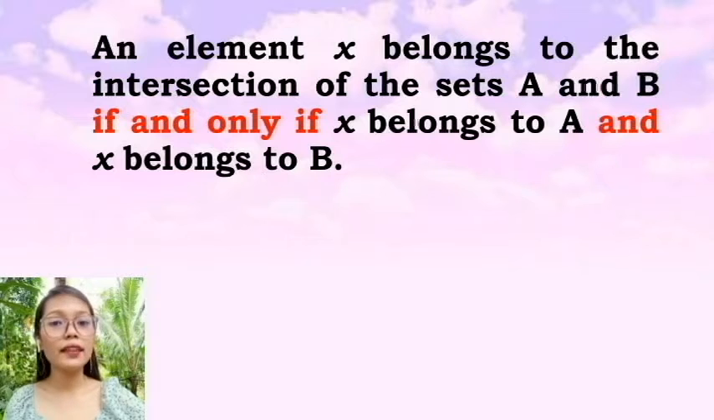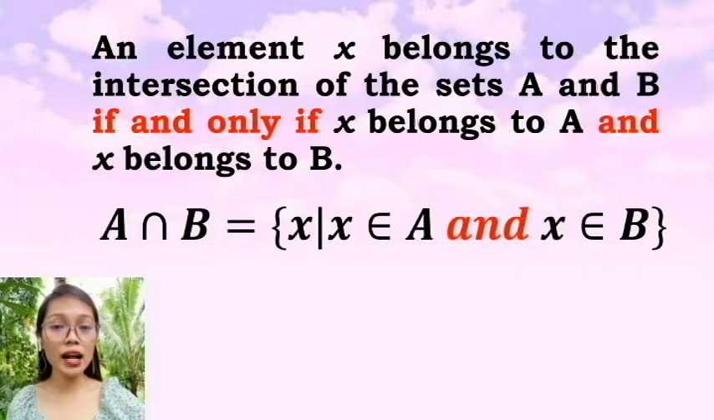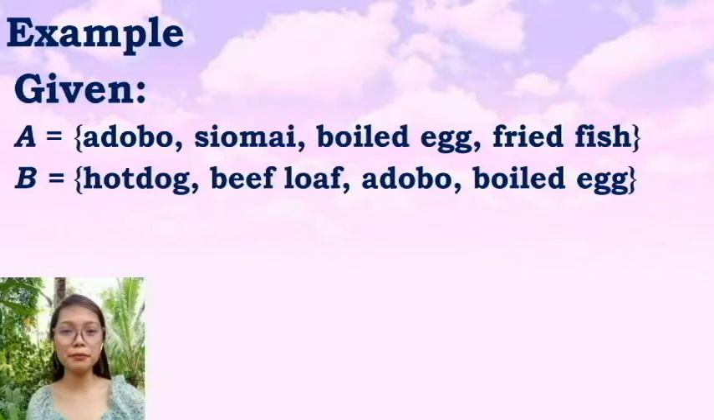Meaning to say that the intersection of A and B is just the set of all x that are both in A and B or elements of A and B. Okay, example na dayon ta. Proceed tag example para magkasinabot ta.